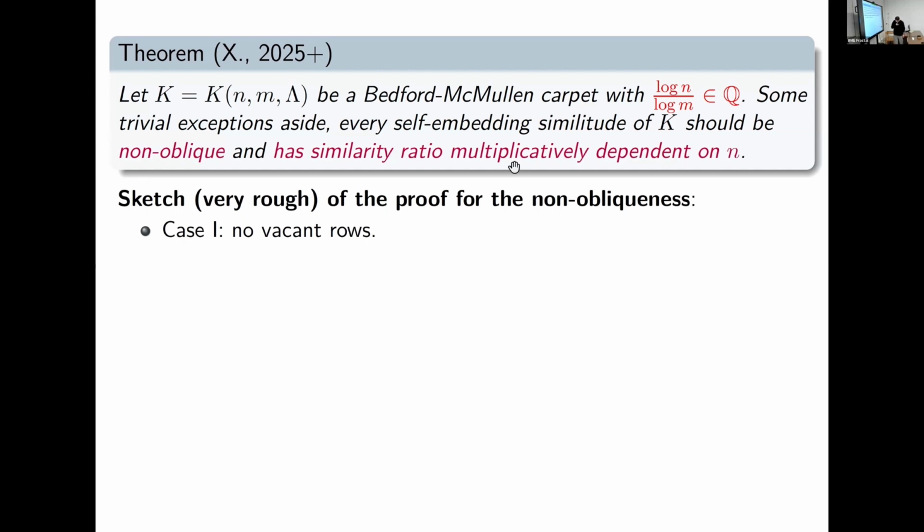Since we have some time, maybe I can give a very rough sketch of the proof for the non-obliqueness result, because the second one, although we use different languages and maybe different methods, in the very essential sense they should be the same. The key is to prove first that such a self-embedding should be non-oblique. Roughly speaking, I divide into two cases. The first is when the carpet contains no vacant rows. I mean, in every row there is at least one selected rectangle.